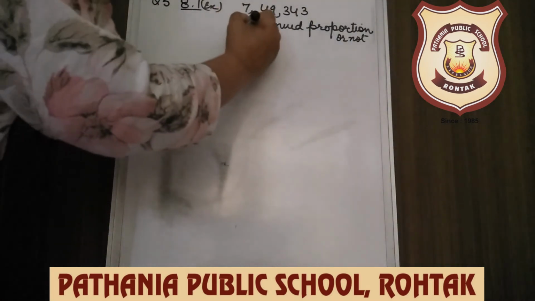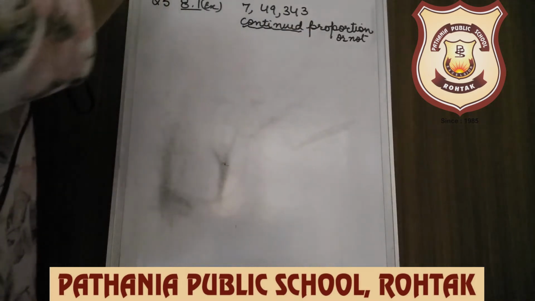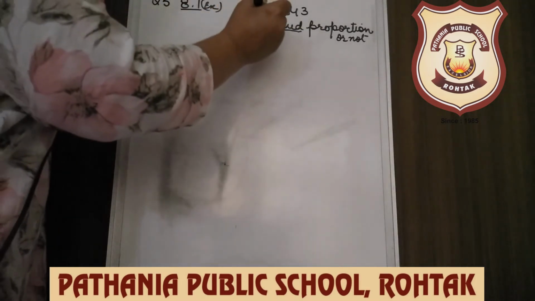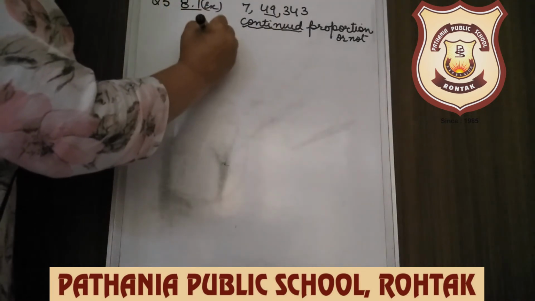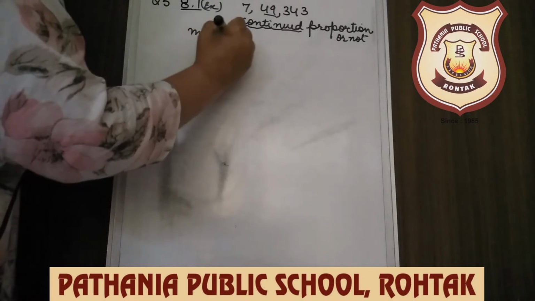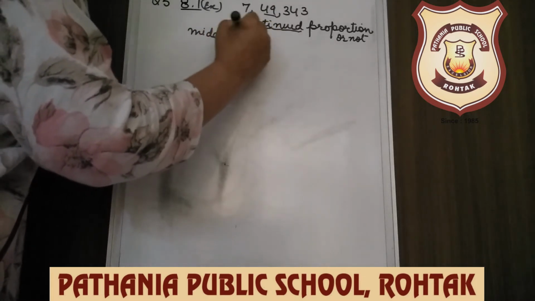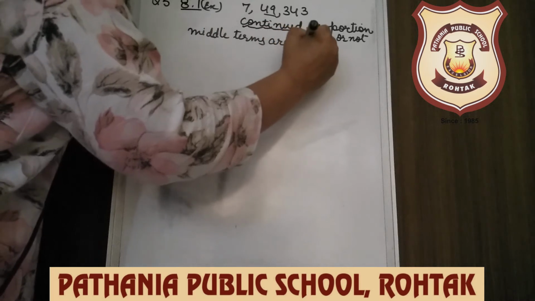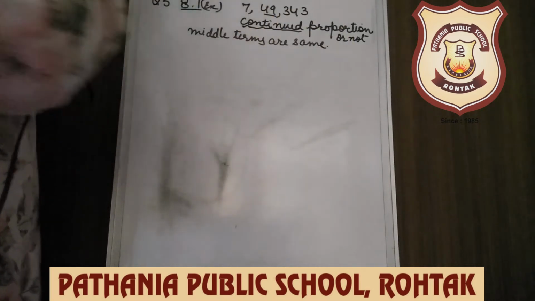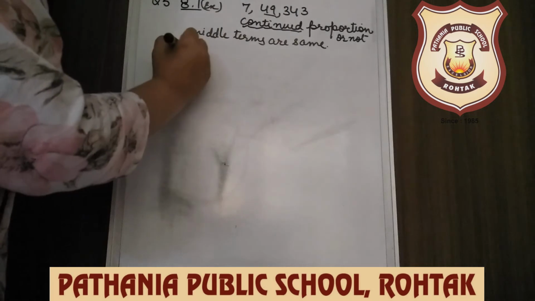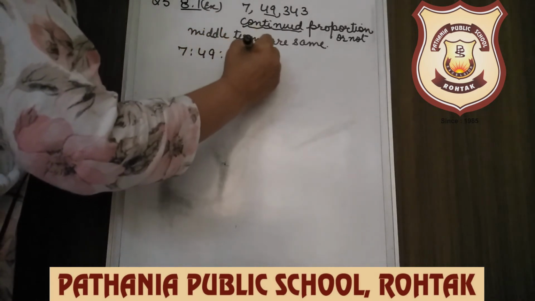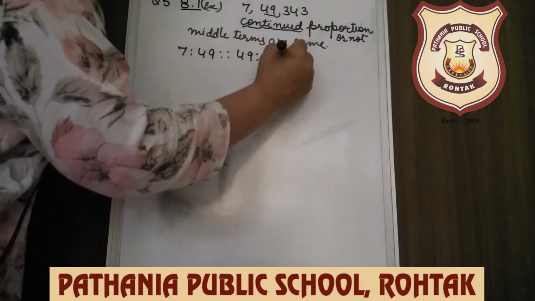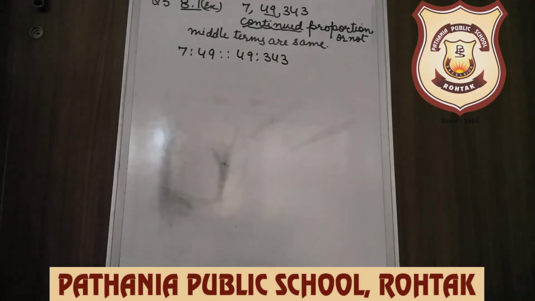Now, when the word continued comes, the first thing that should come to your mind is that the middle terms are going to be same. Middle terms are same if it is a continued proportion. So the equation is going to be 7:49 is equal to 49:343. Simple. You have formed the equation.